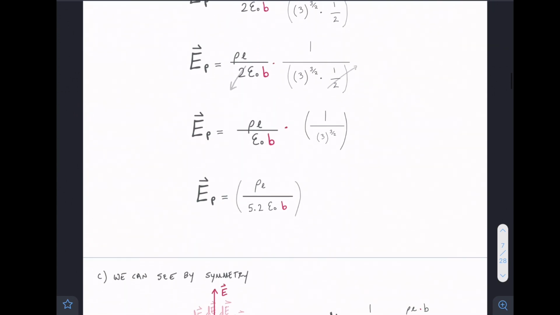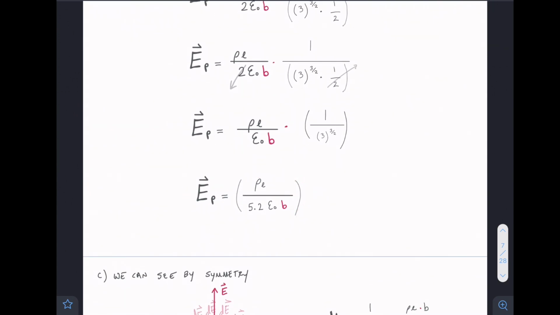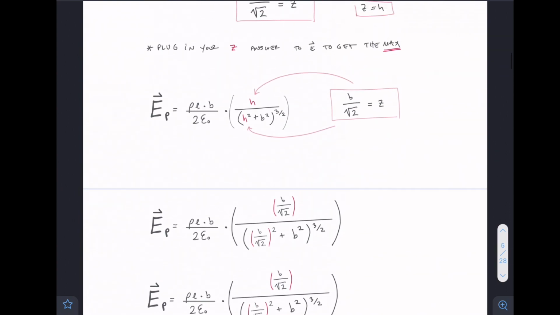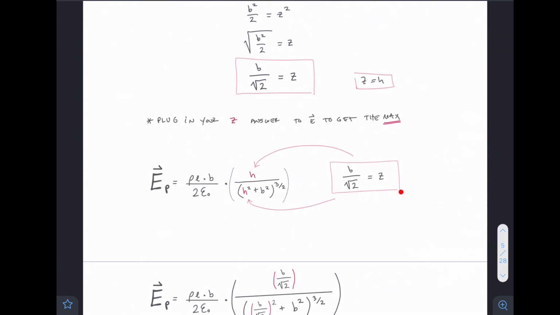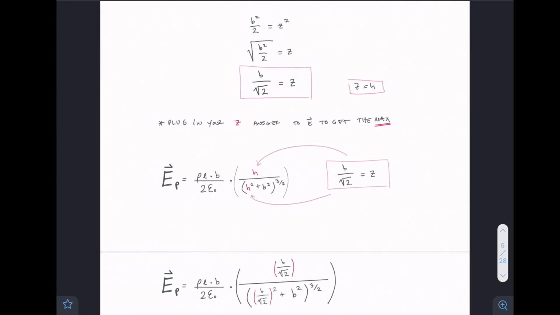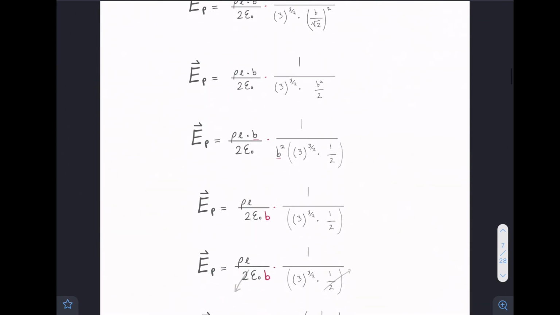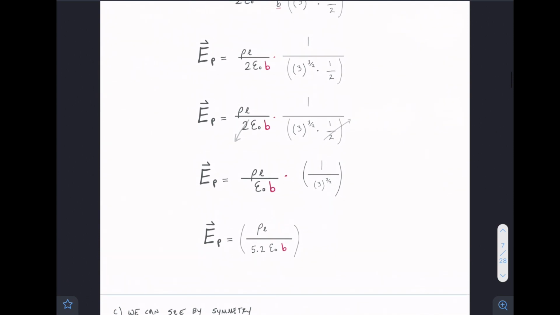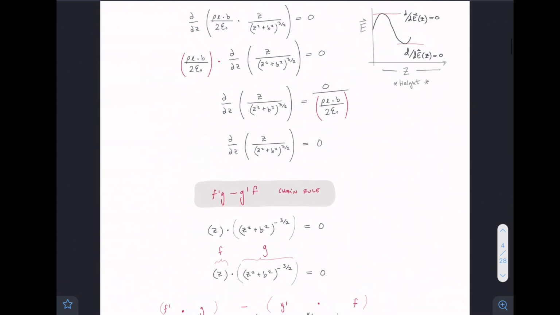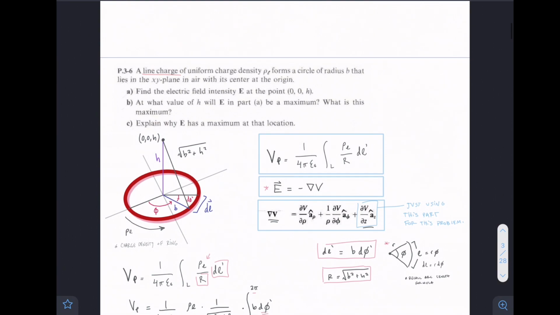So this is what the value would be of your maximum E field at the height of b over the square root of 2. So that is part B. Next, we're going to move on to part C, and we're going to answer the last question, which is: explain why E has a maximum at that location.